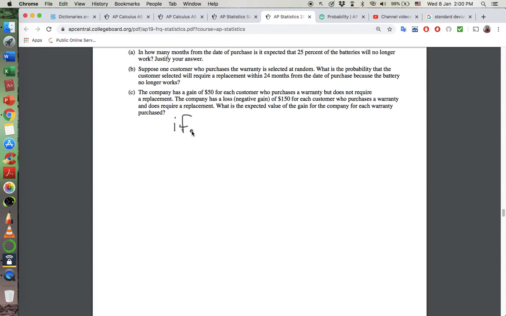And so then if the battery breaks in a time of less than or equal to 24 months, the company gains negative $150. And if the time it takes for the battery to break is greater than 24 months, then the warranty is not activated, and the company actually gains something, which is $50, or the cost of the original warranty. Okay, so we've got to figure out the actual gain for the company.